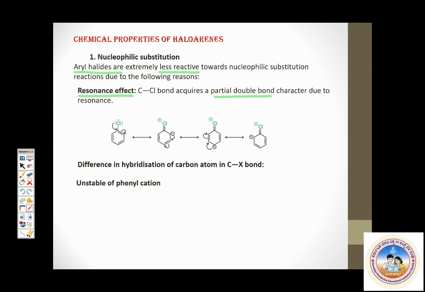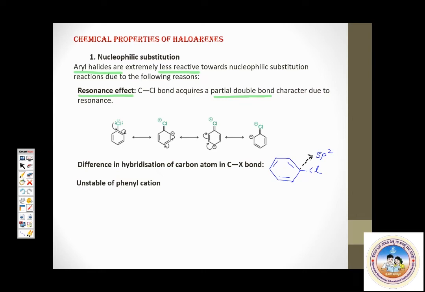Let's take an example of a haloarene like chlorobenzene. This carbon here, let me highlight that, is sp2 hybridized. That's the difference. Because an sp2 hybridized carbon atom is more electronegative than an sp3 hybridized carbon atom, the electron pair would be more tightly held. That's the reason why it's less reactive.